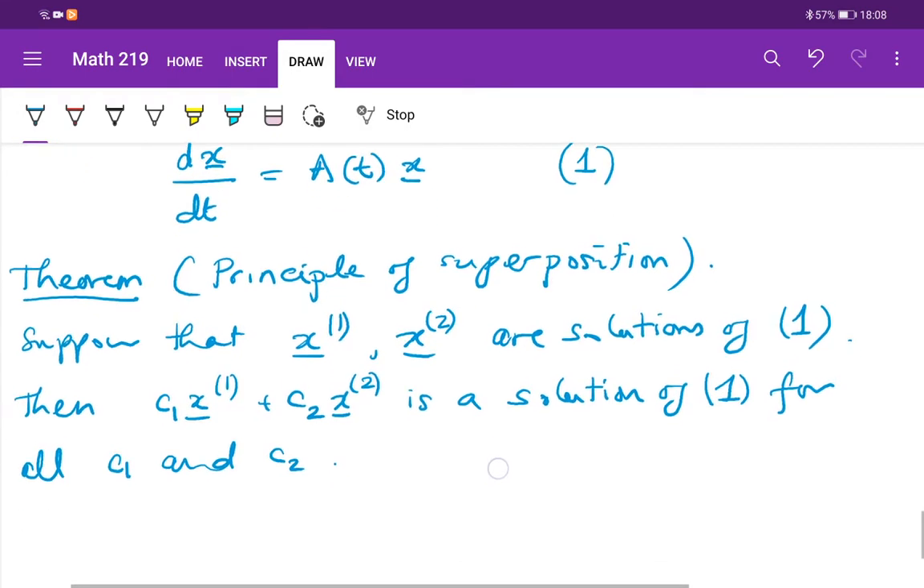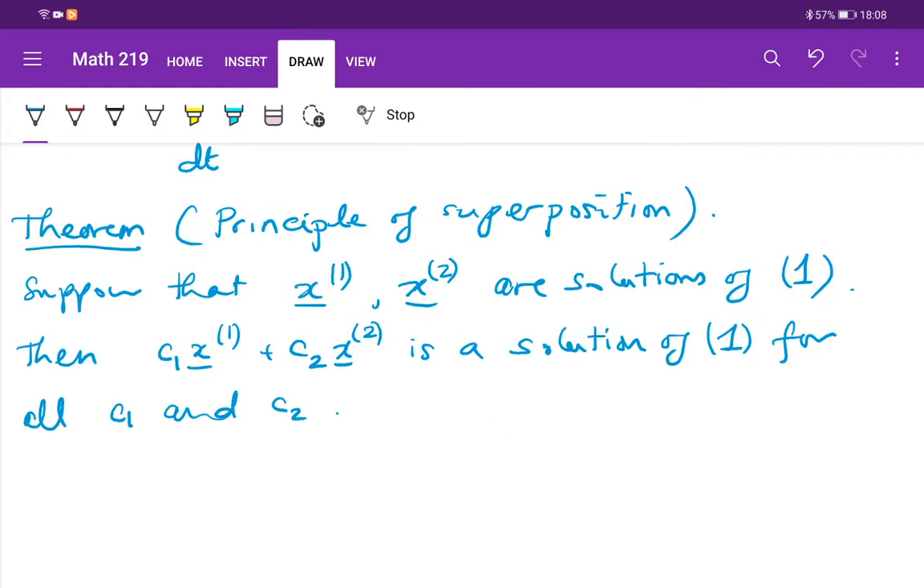And minimality, we'll see, means that the set should be linearly independent. That should be clear. So we want to find a linearly independent set of solutions such that every other solution is a linear combination of those solutions. Can we always do that?